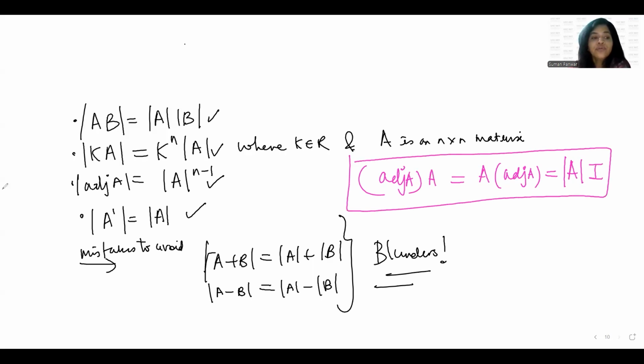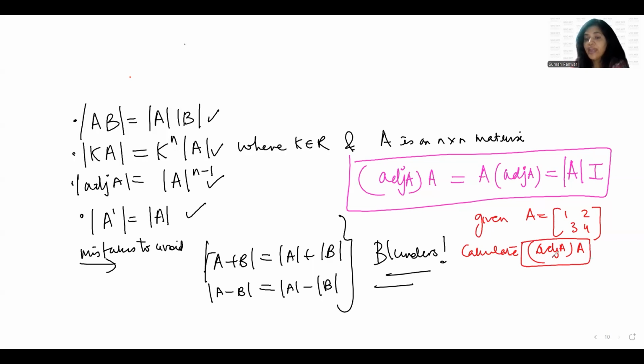So how are you going to use it? For example, if you are given A is equal to [[1, 2], [3, 4]], and somebody asks you to calculate adjoint of A into A. Now, if you want to avoid calculating adjoint of A and then multiplying with A, you have a very smart move. This is nothing but determinant A.